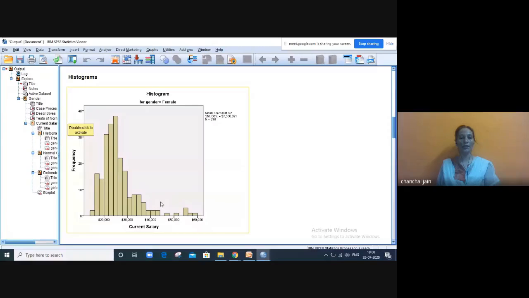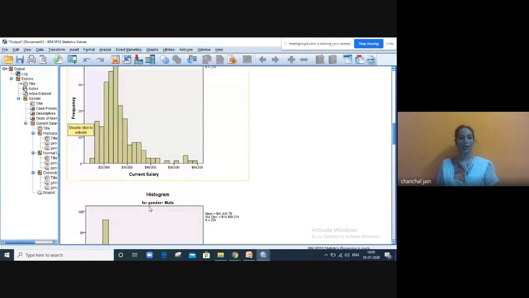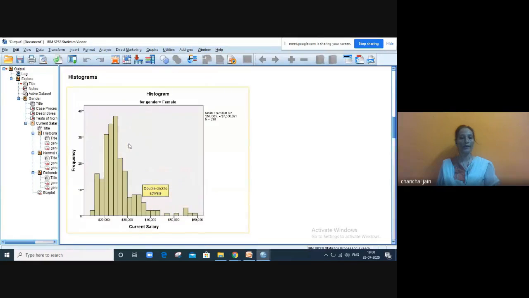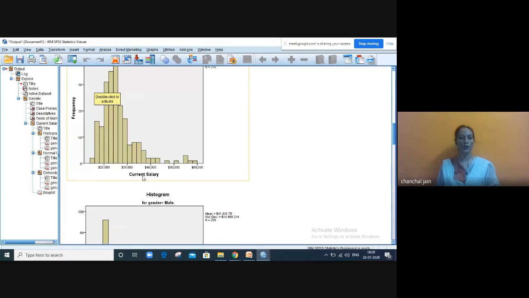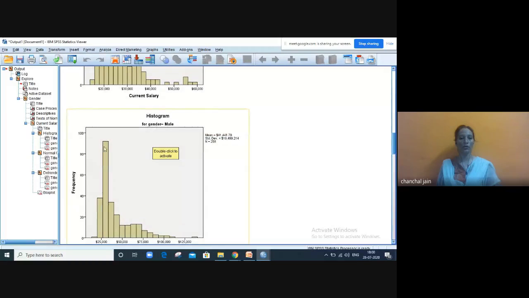Now when we are talking about the histogram, you can see here these histograms are also stating that the current salary is not normally distributed. This is for the female group. I have shown you how we get the histogram graph; the higher frequency should lie somewhere here in the middle. In that case, you can say that the distribution is a normal distribution. So this is for the female. Similarly for the male also, you can see this is not normally distributed.